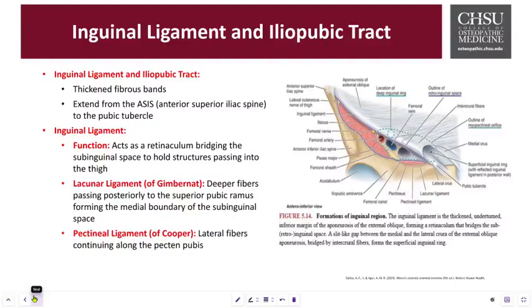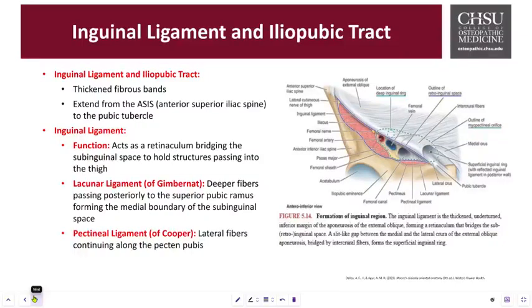The main function is that it serves as a band or retinaculum that bridges the subinguinal space and holds the structures passing through to the thigh. You're going to find the lacunar ligament of Gimbernat, which is deeper fibers passing posteriorly to the superior pubic ramus. And then we also have the pectineal ligament of Cooper, which is lateral fibers continuing along the pecten pubis. Both of these are extensions of the inguinal ligament.